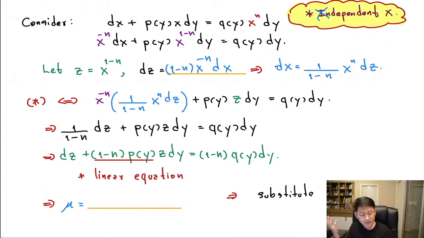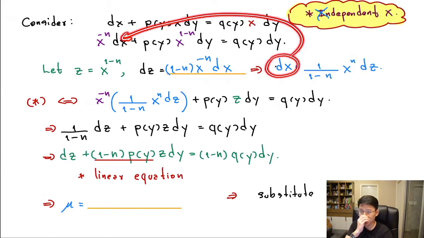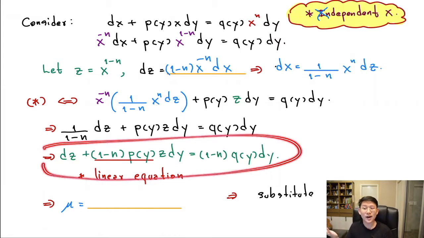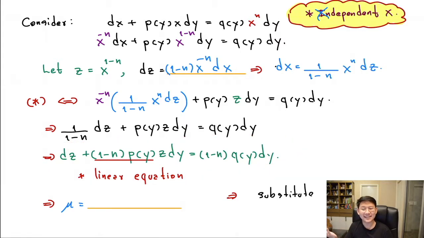Okay, and then again guys, the same thing, we substitute the x in this equation. So we have this, right? And x to the power of 1 minus n is just z. So we have this equation, and then I multiply the whole equation by 1 minus n. Okay, and then this becomes a linear equation again, and mu is e to the, you know, the things in front of z, right?